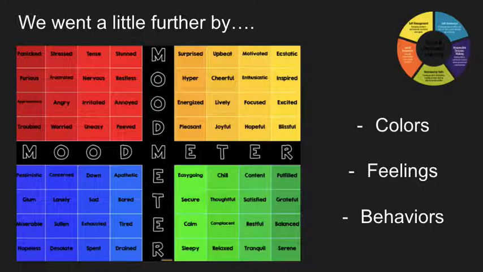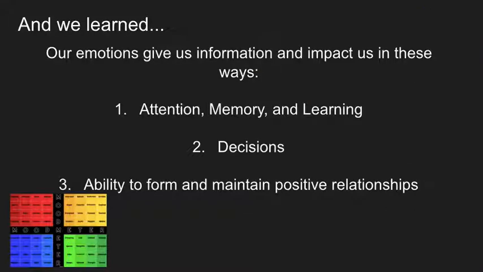We have identified the word that would describe how we feel within that color, and we even went a little bit into talking about behaviors that we show as students and teachers whenever we are feeling red or yellow or blue or green. And by doing that, we have learned some information. So we have learned that our emotions give us information about ourselves and about others.